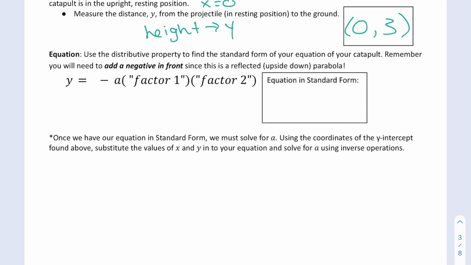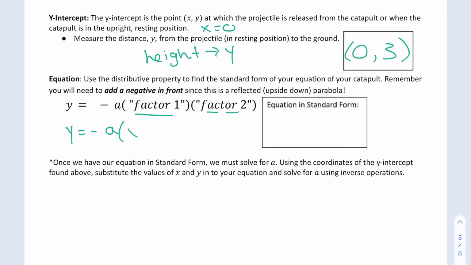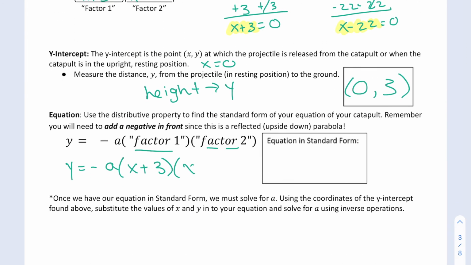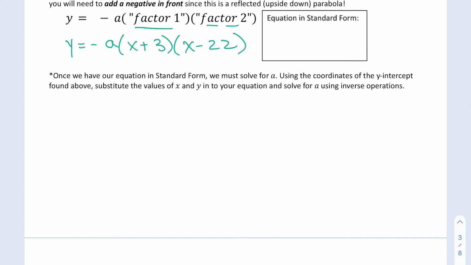Now to find the equation, you're just substituting in the factor 1 and factor 2 from above, right? So right now you have y is equal to -a, and we don't know what a is yet, times factor 1, which was x plus 3, and factor 2, which is x minus 22. And I don't want to put an equation in standard form yet because we don't have it totally. It says once we have our equation in standard form, we must solve for a. But we have too many variables involved here. We have an x, a y, and an a, right?